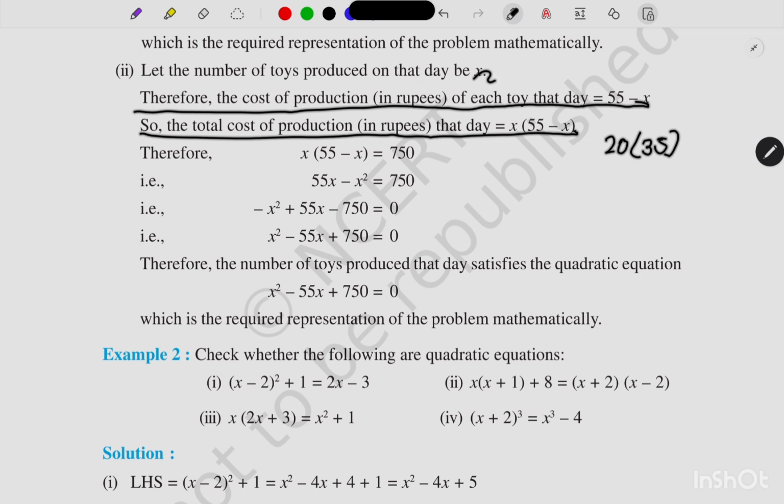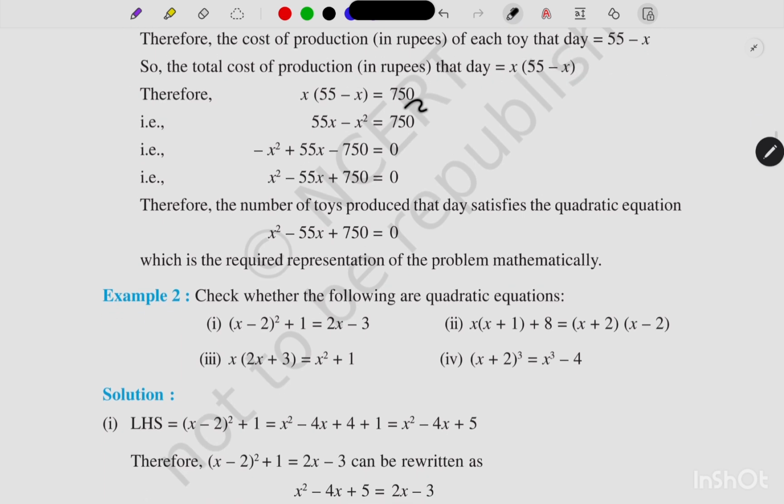Since the number of toys produced is x and the cost of producing each of them is 55 minus x, the cost of production of all the x toys is x multiplied by 55 minus x, and it is given as 750. Basically, x multiplied by 55 minus x is equal to 750. 55x minus x square is equal to 750. Rearrange that into the correct format. Minus x square plus 55x minus 750 is equal to 0. x square minus 55x plus 750 is 0.